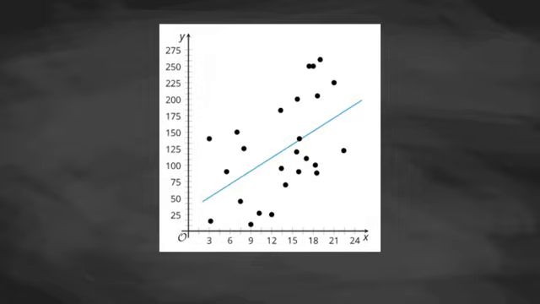In graph E from the activity, the slope is positive, so the correlation coefficient is also positive. The data look like they kind of follow the line of best fit, but they are not clustered around it very tightly. Therefore, the correlation coefficient is probably closer to 0 than to 1. A possible correlation coefficient for this graph is R equals 0.48.